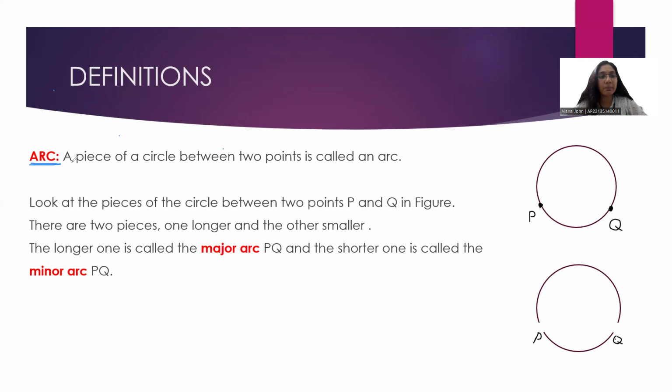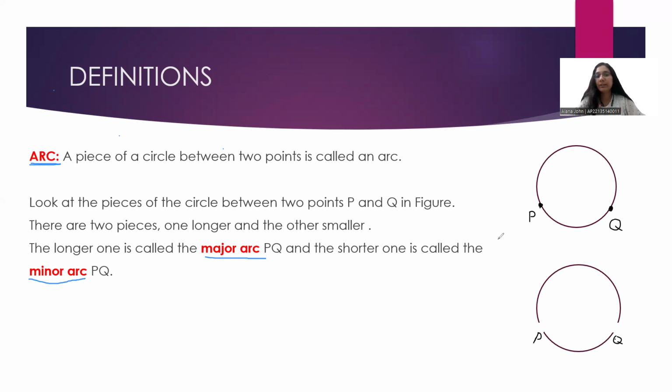So an arc means a piece of a circle between 2 points. It is just a piece of a circle between 2 points. Here you can see that there are 2 points, so there are two pieces, right? This is one piece and this is the other piece. Here we can observe that one piece is smaller and the other piece is bigger. The smaller one is known as the minor arc and the bigger one is known as the major arc. So what is meant by an arc? It is nothing but a piece of a circle between 2 points.